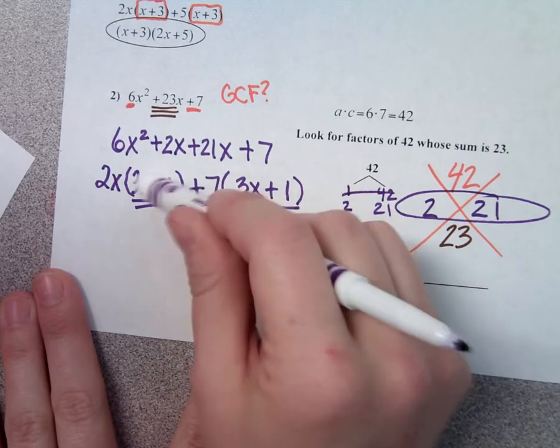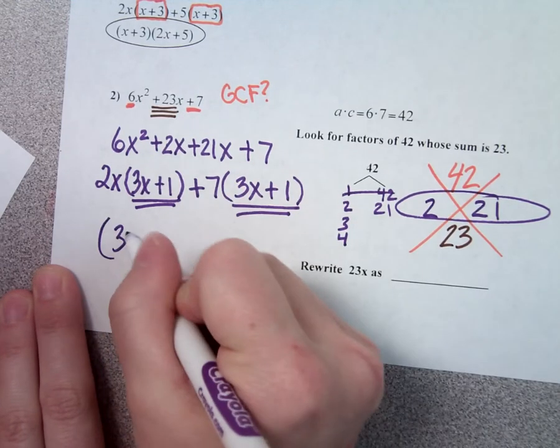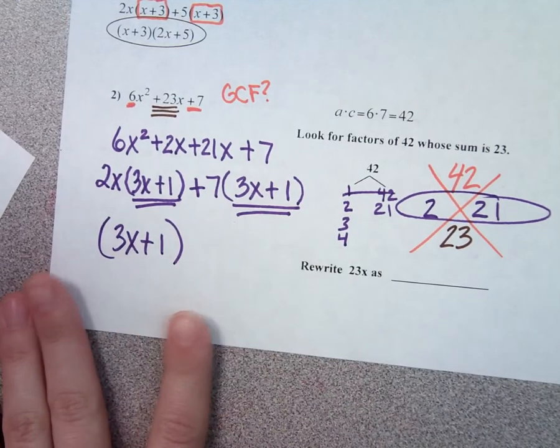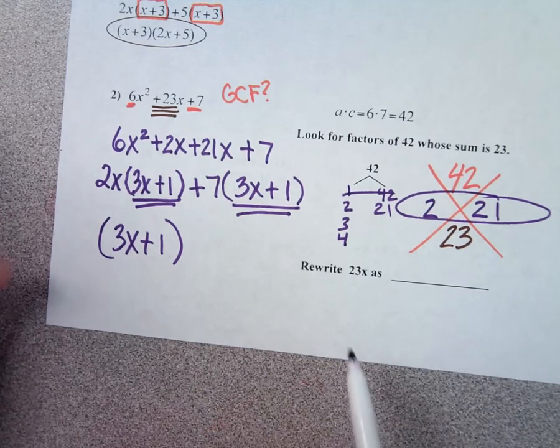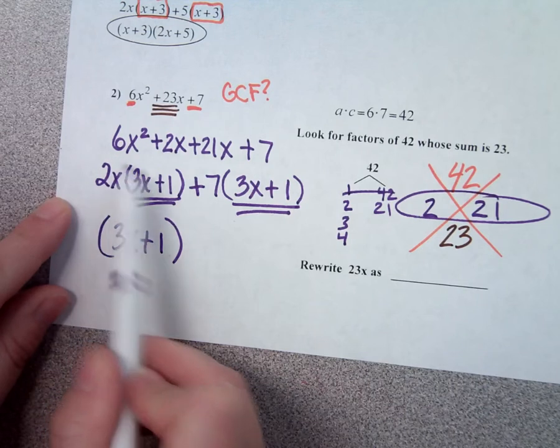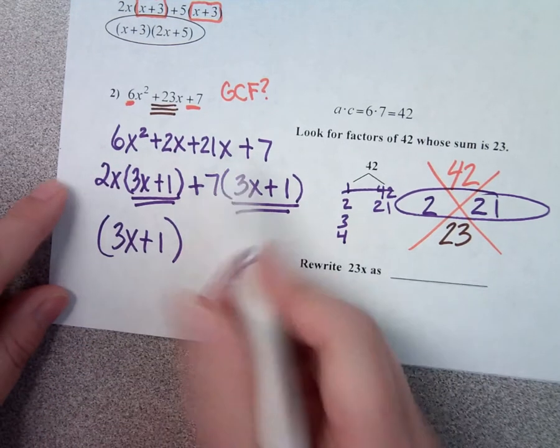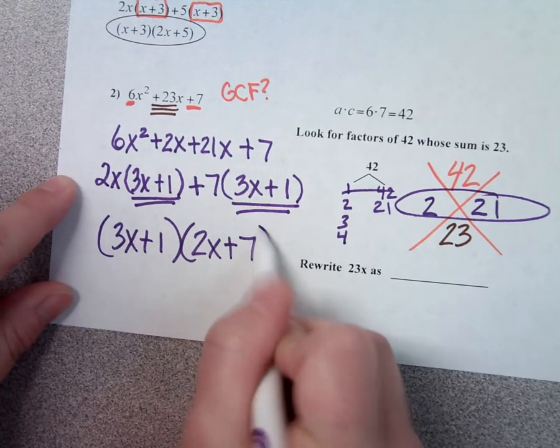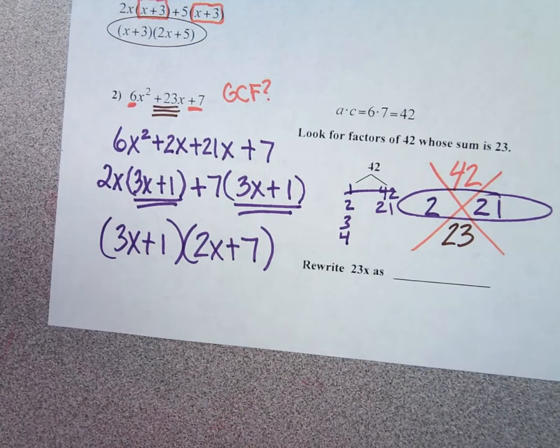And then since these are alike, we're going to slap them down in one set of parentheses. And then the thing that's left over goes in the other set. So what's left over? The 2x and the plus 7. So 2x plus 7 goes in the other set of parentheses. Now, I want to double distribute to make sure it just works out. So let's try to do it in our heads. What's 3x times 2x? 6x squared. That's what I wanted. What's 3x times 7?